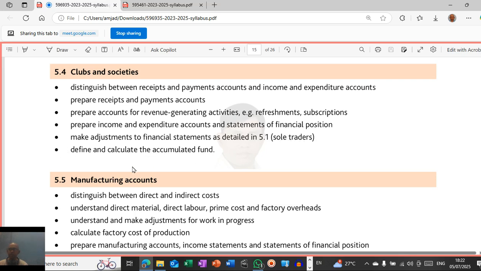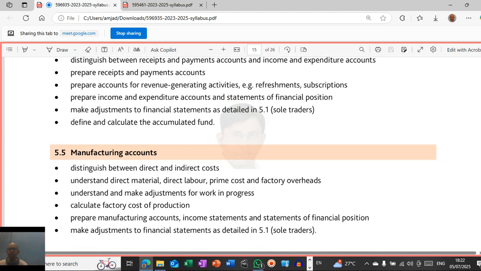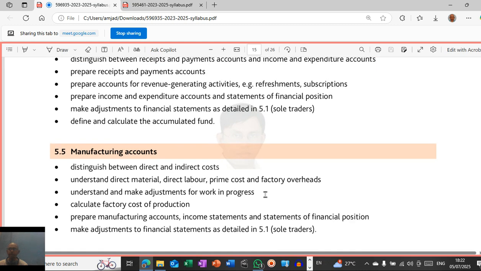Then manufacturing accounts. Distinguish between direct and indirect costs and understand direct material, direct labor, prime cost and factory overheads. Understand and make adjustments for work in progress, calculate factory cost of production, prepare manufacturing accounts, income statement, statement of financial position, and make adjustments to financial statements as described in 5.1 for sales.